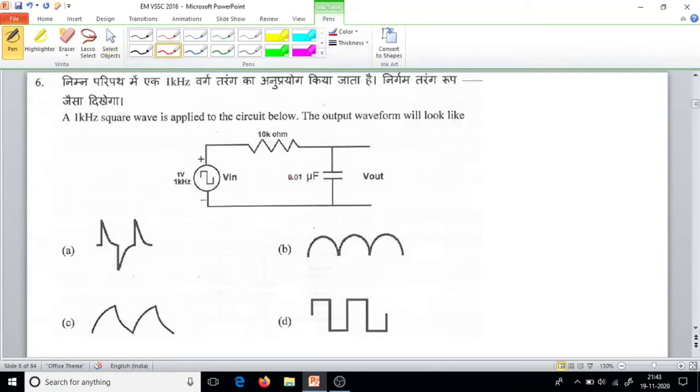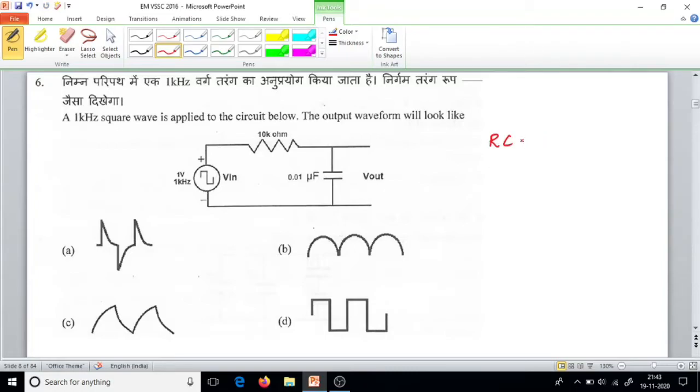Question number 6. A 1 kHz square wave is applied to the circuit below. The output waveform will look like... So a square waveform is applied to the circuit. Now if you calculate the RC time constant of the circuit, what will be the value we get?